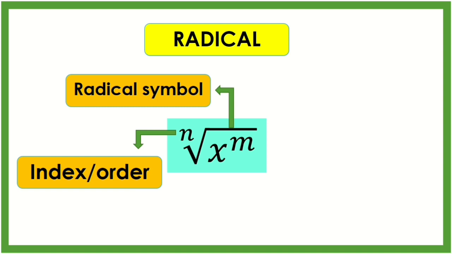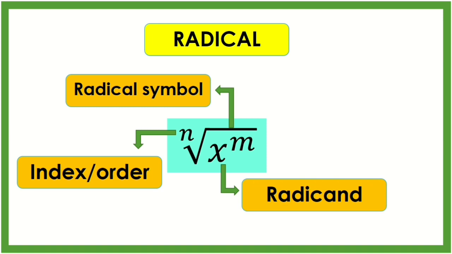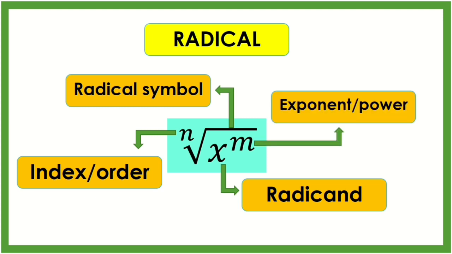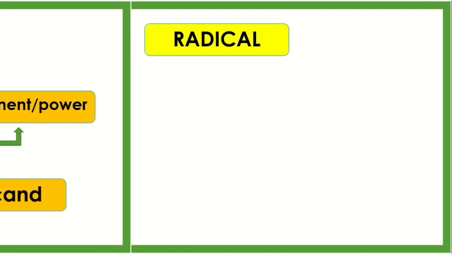So, ang index or order, it indicates the degree of the radical. So, pinapakita niya yung degree ng radical. Pwedeng yan ay square root, cube root, fourth root, and so on and so forth. And then, yung x raised to m, yan ay tinatawag nating radicand. So, siya yung nasa loob ng radical symbol natin. At yung m, yun yung tinatawag nating exponent or power ng ating radicand.